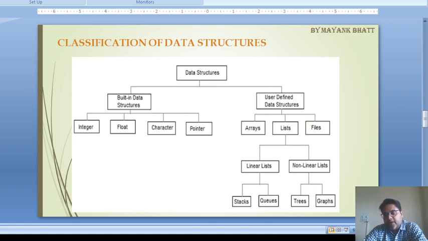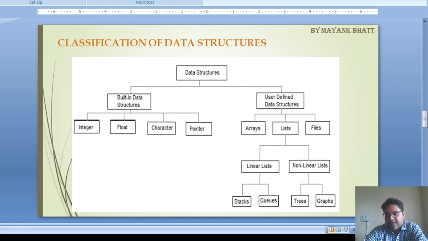Under the linear data structures come array, stack, queue and linked list, in such a way that a particular element is stored just after the previous element. So there is a linear, sequential form, a sequence formed there. Whenever a sequence is formed, that type of data structure is called a linear data structure.